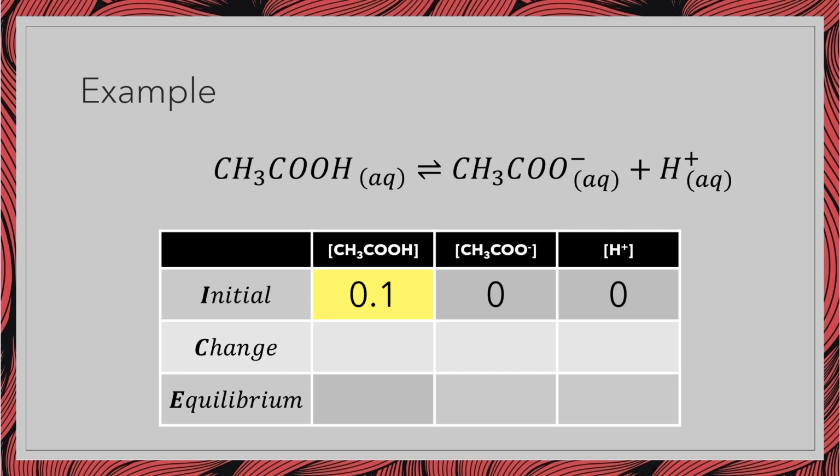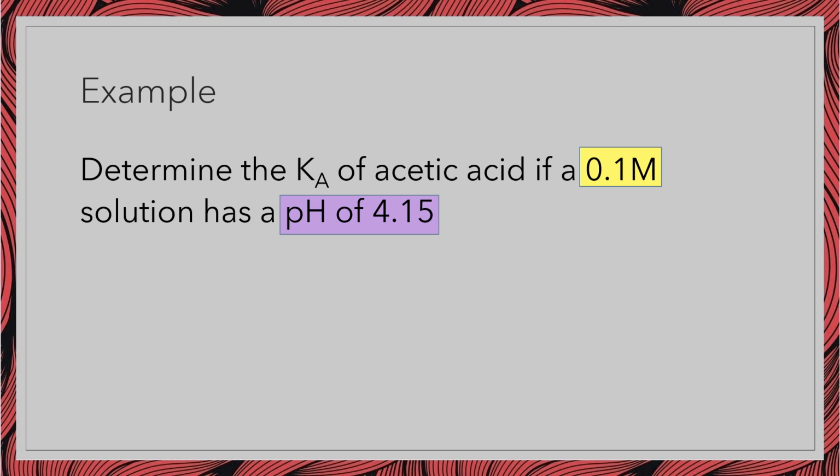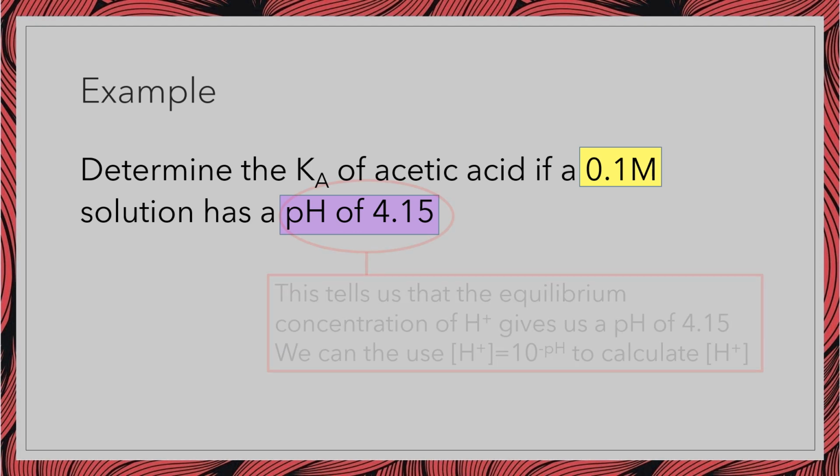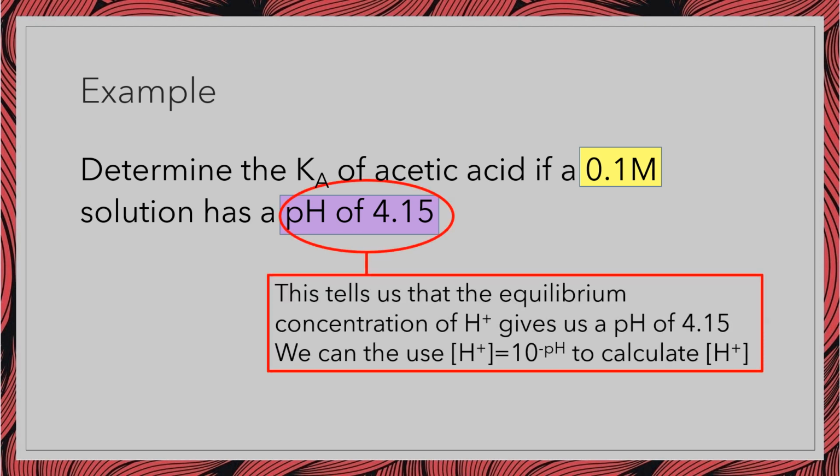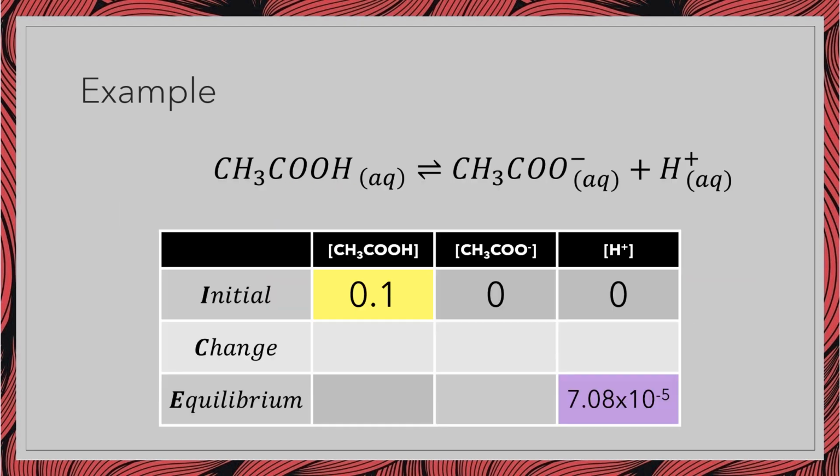Okay, we're going to throw it into some water and it's going to dissociate and has a pH of 4.15. What that tells us is that the hydrogen ion concentration will give us a pH of 4.15. We can use the pH and the equation hydrogen ion concentration equals 10 to the power of negative pH to calculate the concentration of H+. Putting it into the calculator, 10 to the negative 4.15 gives 7.08 times 10 to the negative 5.